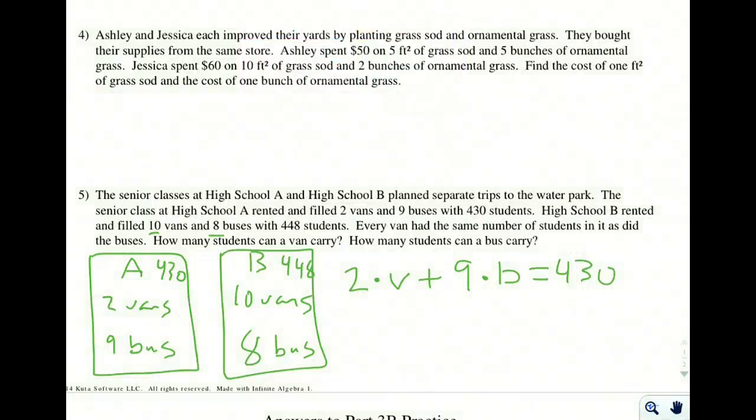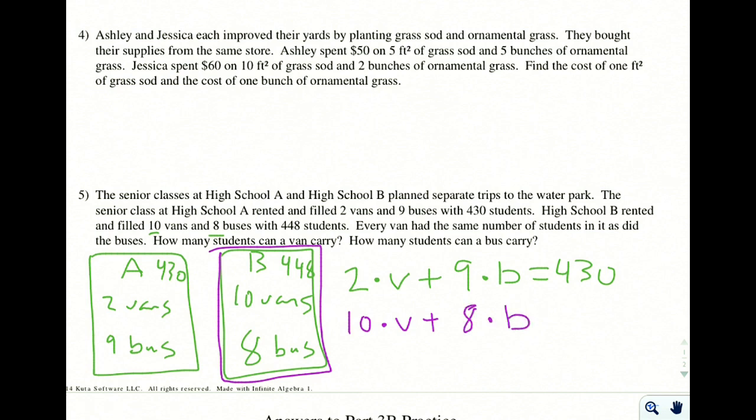On the other side here we have school B, and I'm going to trace that in purple. We have 10 vans, and then however many students per van multiplied by 10. We have 8 buses, however many students per bus multiplied by 8, and that's going to equal 448. I just wrote 2 equations.